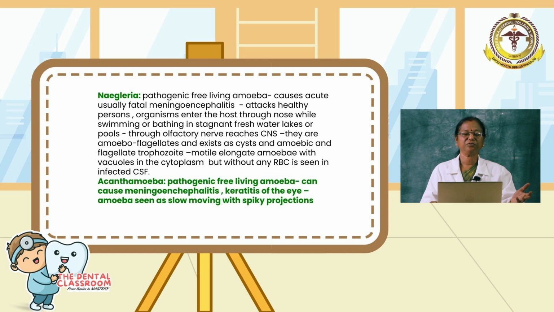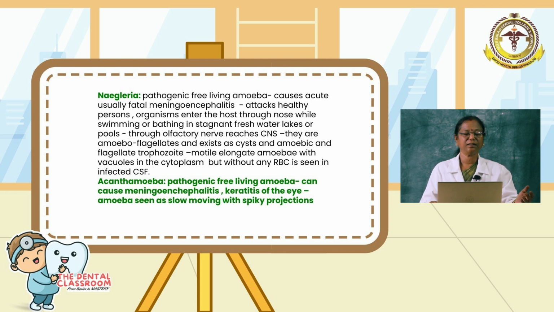and they enter through the olfactory nerves and reach the central nervous system. They are amoeboflagellates, and they exist as cysts, and they also exist as flagellate trophozoites, and they are motile elongate amoebae, but you can never see any RBCs in the infected cerebrospinal fluid. You will see them without RBCs.